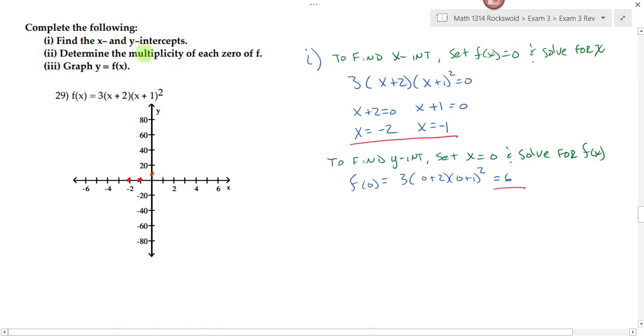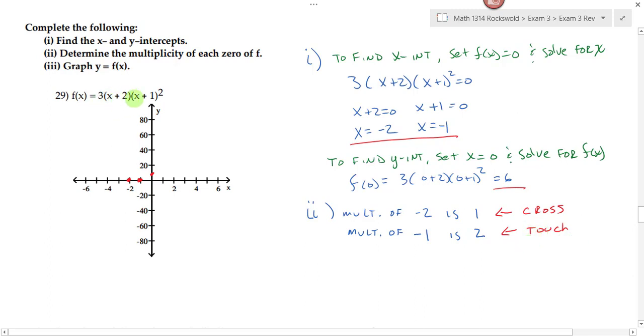Part 2 says to determine the multiplicity of each of the zeros. So the multiplicity of our 0 at -2 is what? 1, because that's raised to the first power, and the multiplicity of our 0 at -1 is 2 because it's being squared. Why is that significant? Because here at -2 the graph is going to cross the x-axis, but at -1 it's going to touch the x-axis.